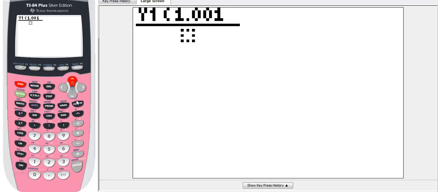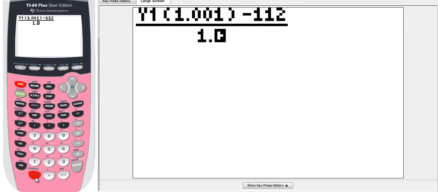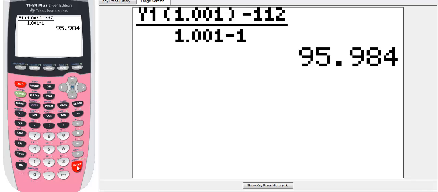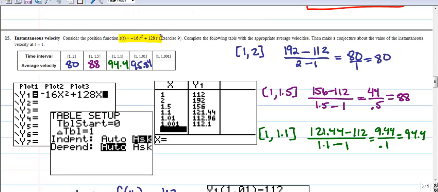Oops. Close that parenthesis. Minus, we already know that's 112. And then divided by 1.001 minus 1. So 95.984. And so it looks like this is approaching 96. That looks like that would be its instantaneous velocity. Feels about right to me. So that's how you could do number 15.